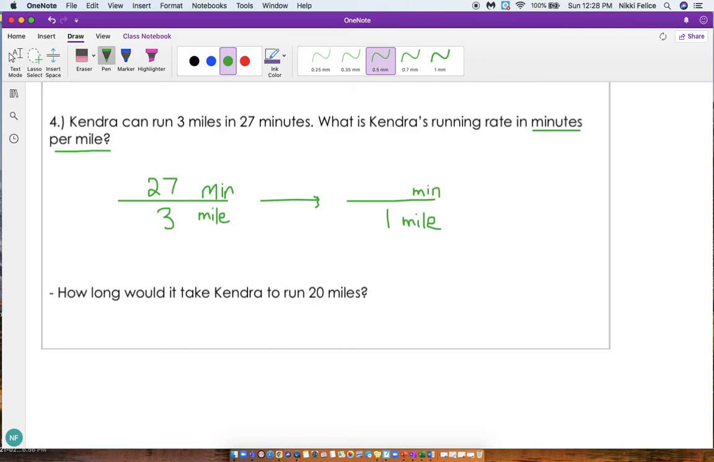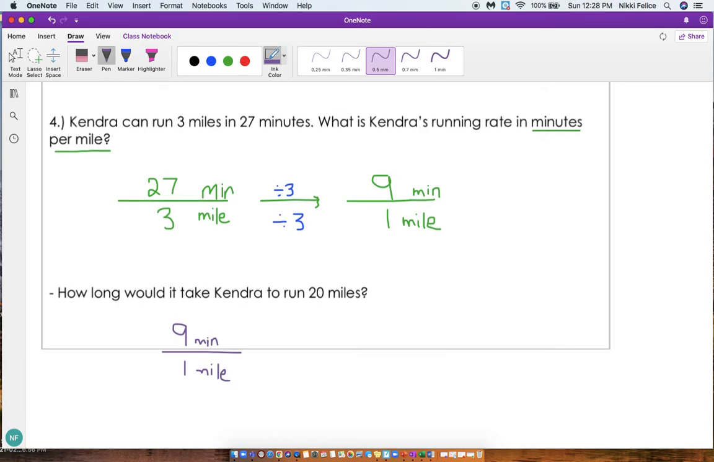And this one might be a little bit easier for you to divide. We see that we're going to be needing to do 27 divided by 3. We're simplifying by 3. Well, 27 divided by 3 is 9, which means Kendra can run 1 mile in 9 minutes, where it takes her 9 minutes to run 1 mile. That is her running rate in minutes per mile. So this question has a part 2, which says, how long would it take Kendra to run 20 miles? Well, we now know her unit rate, 9 minutes for 1 mile.